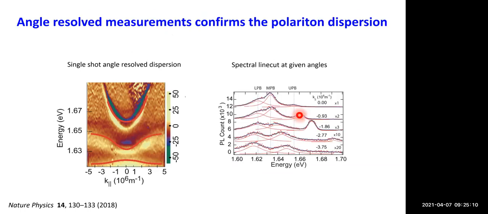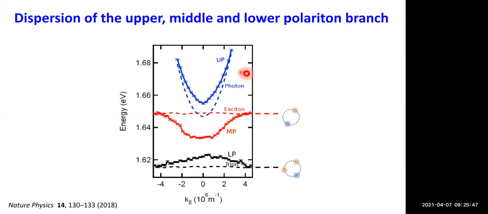This is also highlighted by these spectral line cuts, which were taken from this color plot here. You can see that the peaks corresponding to the upper and middle polariton branches blue shift from the zero momentum value, but the lower polariton branch red shifts owing to this negative dispersion relation. Again, each of these PL spectra was fit to Lorentzian line shapes, and from here we obtained the peak positions corresponding to the individual polariton branches, which we plot over here. This is the extracted data from the polariton branches.